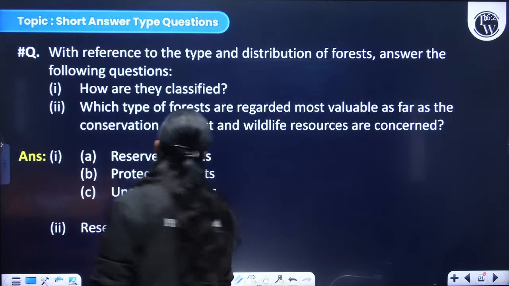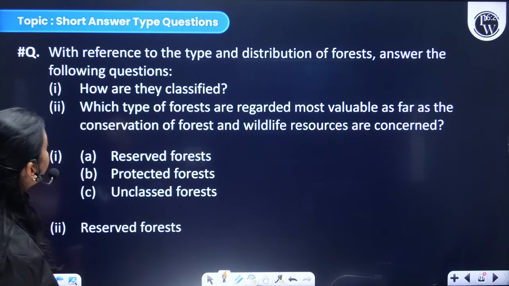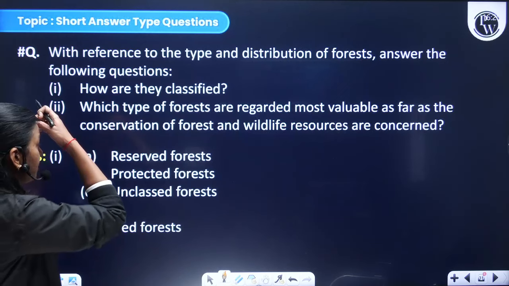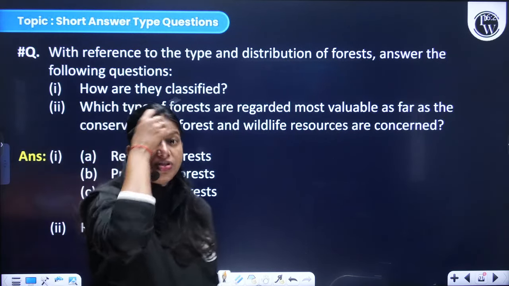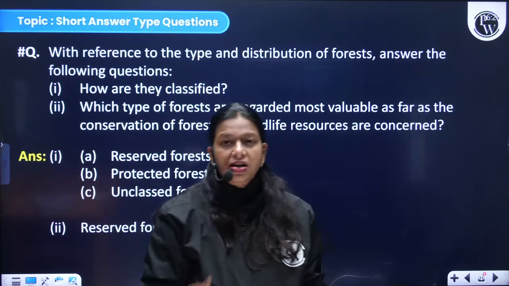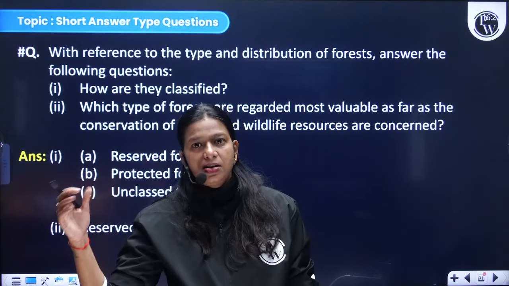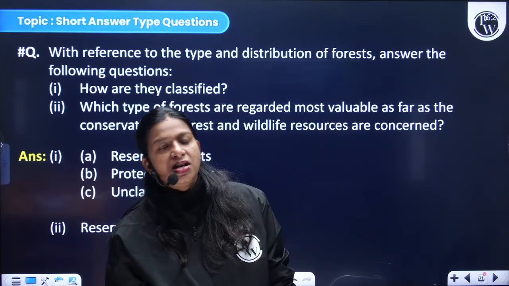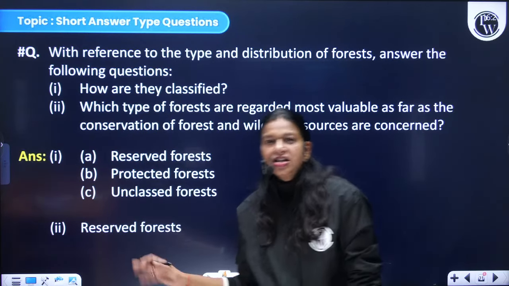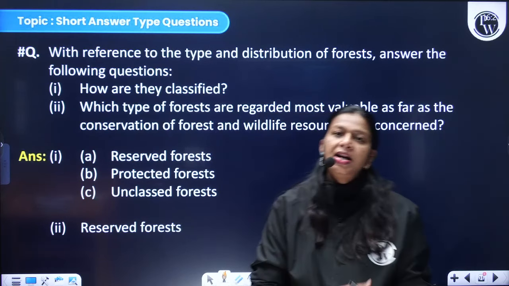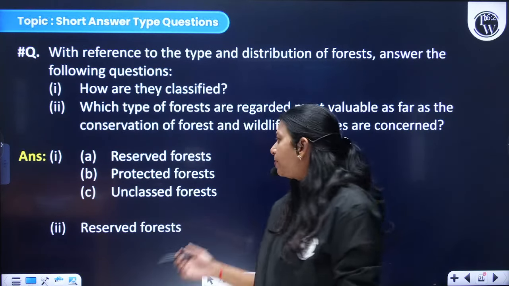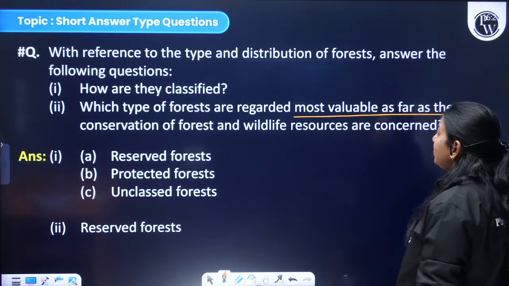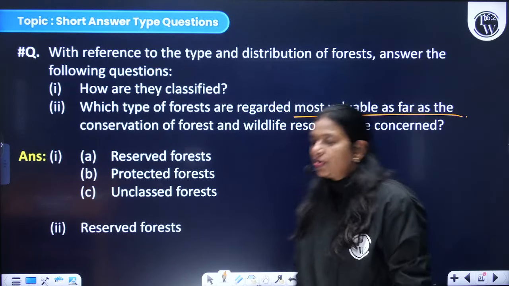With reference to the type and distribution of forest, answer the following. How are the forests classified? We divide them into three categories: reserved, which are exclusively protected; protected, which have been protected and stopped from going for any more level of degradation. Permissions are given to enter the forest but not destroy it. Unclassed, which is owned by individuals or government and can be used for commercial purposes. Which type of forest is regarded most valuable as far as the conservation of forest and wildlife resources is concerned? It is reserved forest.